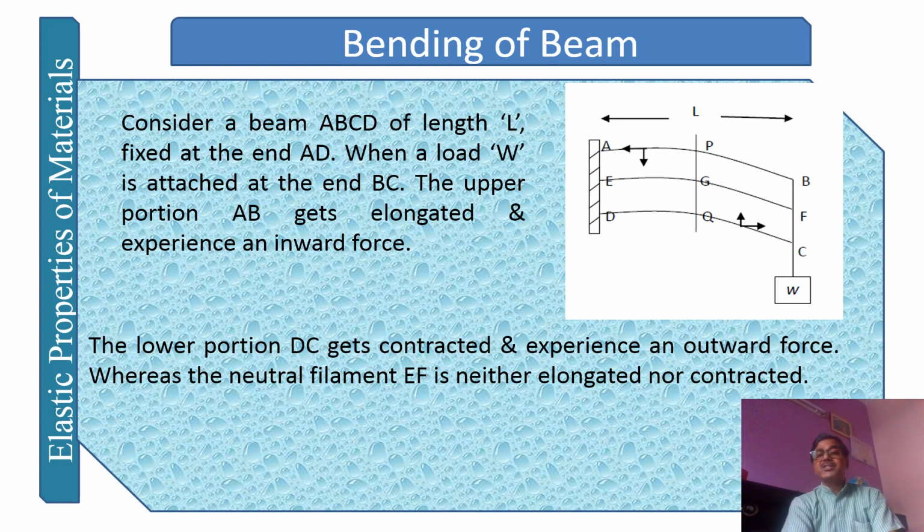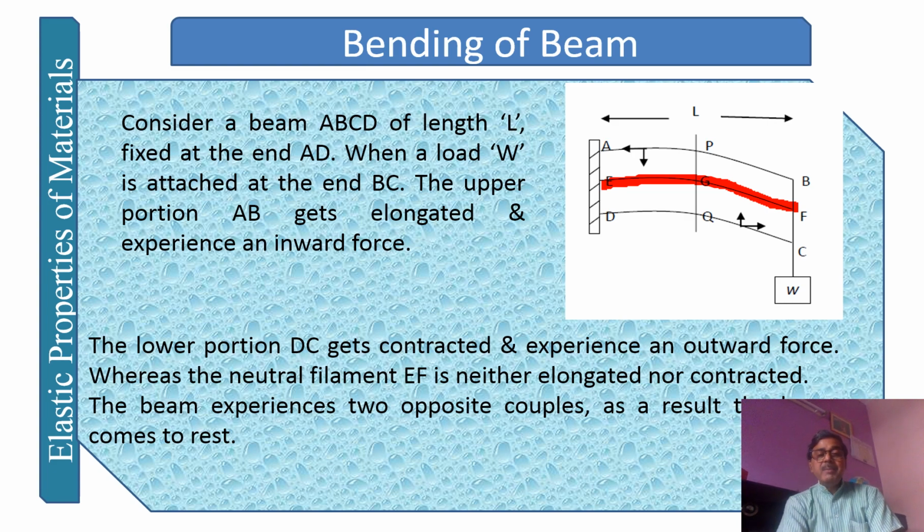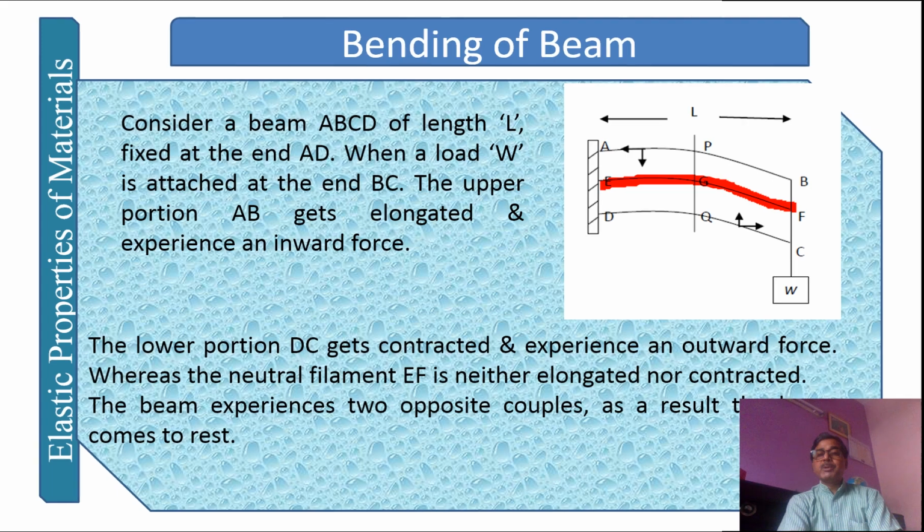This is the interesting thing. This is the neutral filament EF. In this neutral filament, there is no elongation or contraction, and therefore no force will be acting on it. The beam experiences two opposite couples. As a result of that, the beam will come to rest. So if you put a load on this, after a certain interval of time, the beam will come to rest.